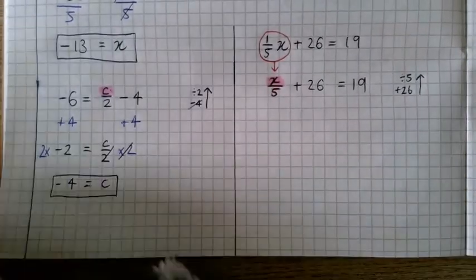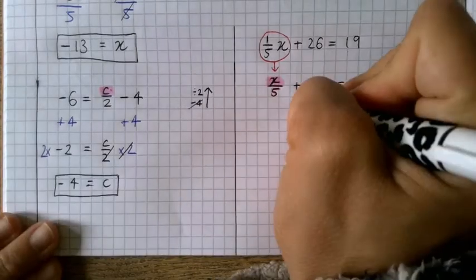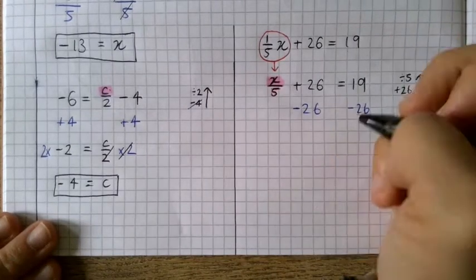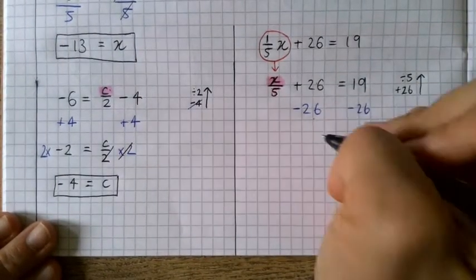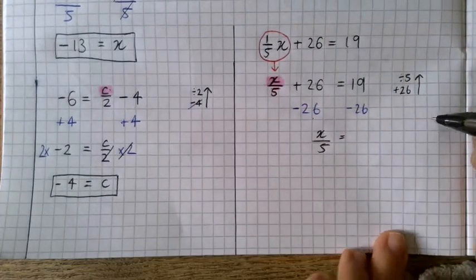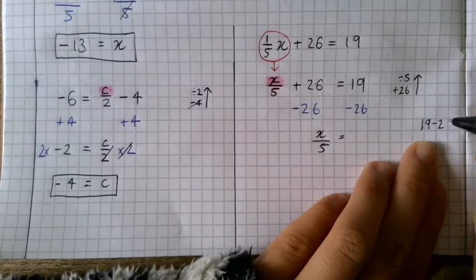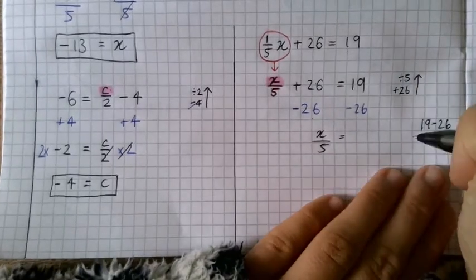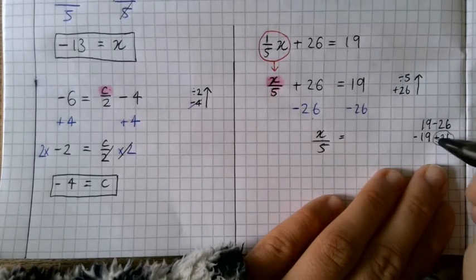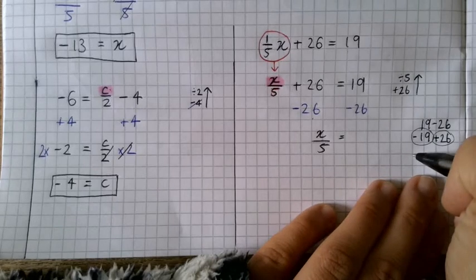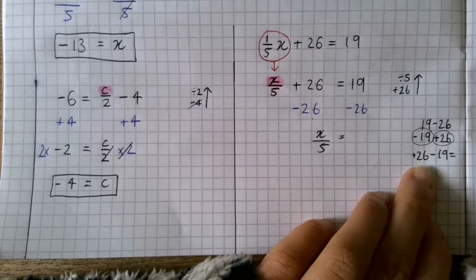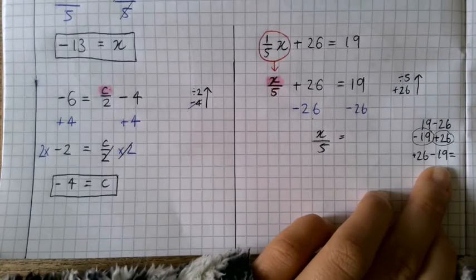So first I'm going to do the inverse of plus 26, which is to subtract 26. So on the left hand side of the equation, the add 26, subtract 26 cancel, and we have x over 5. And then I'm trying to do 19 take away 26. I might use the change signs method, which gives me negative 19 plus 26. And then I might use the bubble method to switch the order of these and give me positive 26 take away 19. So that is the same as 26 if I take away 20 and add 1, 7.